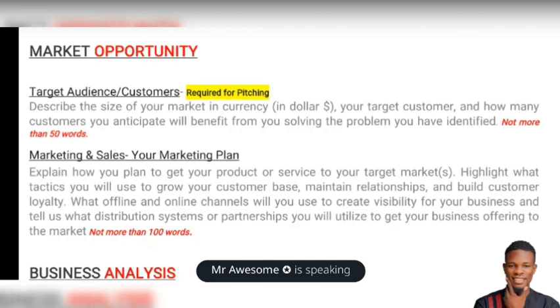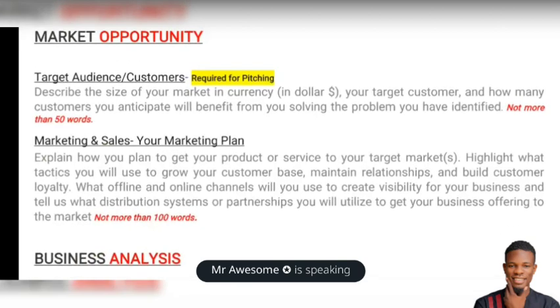Now, it's normal to say your target audience are maybe young people between the ages of 20 to 25 who are undergraduates or stuff like that. Those are your target audience first. Then the size of your market. They have 200 million people in Nigeria. In each state, you have so and so amount of people, millions of people, but that's not what they're asking you for. They're asking you for the industry you're working in.